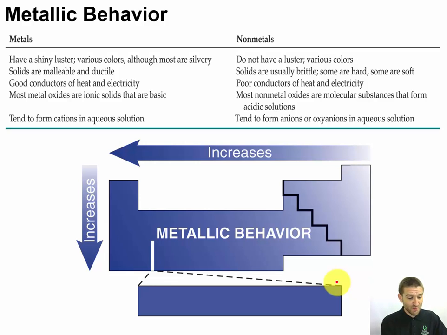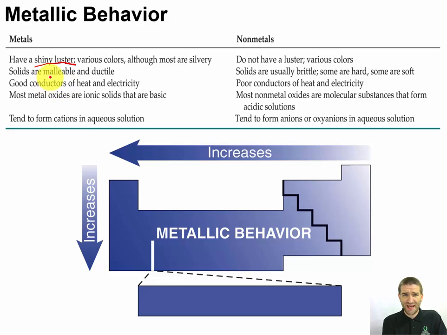Now, just to point out some of those properties, and a lot of these are going to be very intuitive, we know that metals typically are going to have shine to them. They're going to have luster. They can have different colors, but most are going to be silvery. Even gold has a little bit of that kind of silver sort of tone to it, or copper. But they're going to be fairly reflective. They're going to be malleable, and they're going to be ductile.